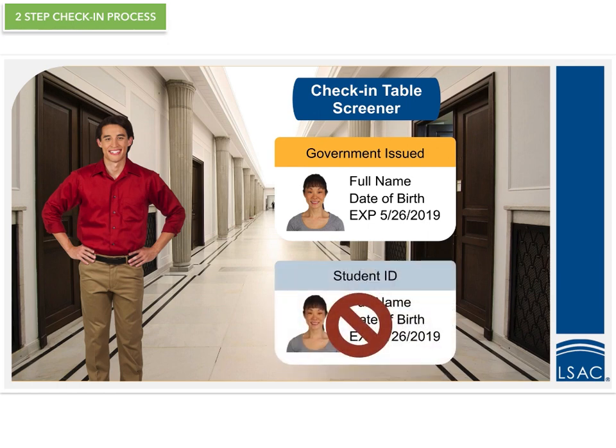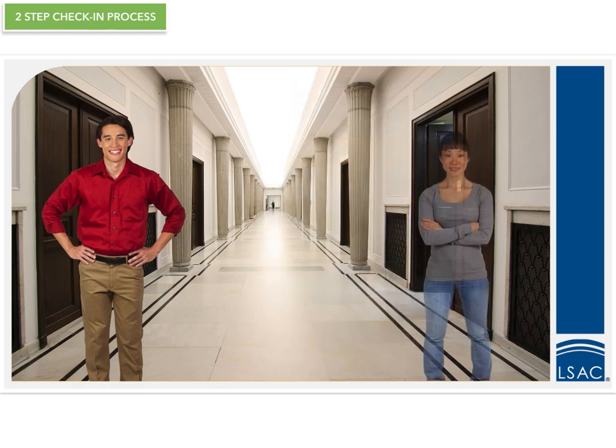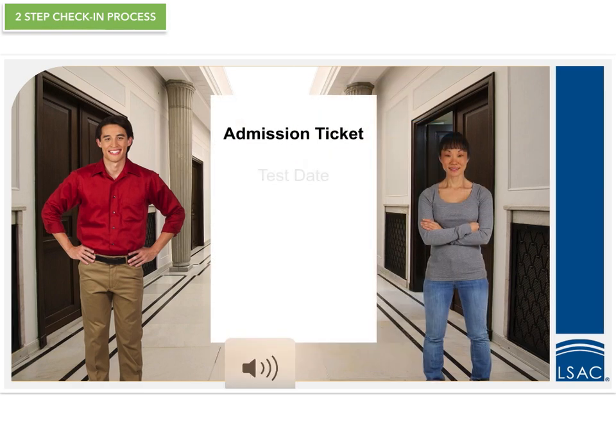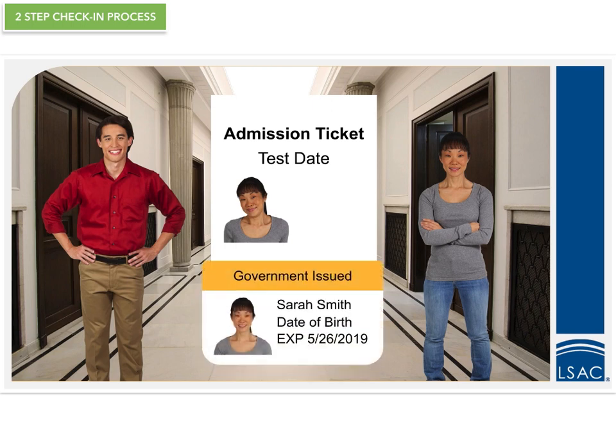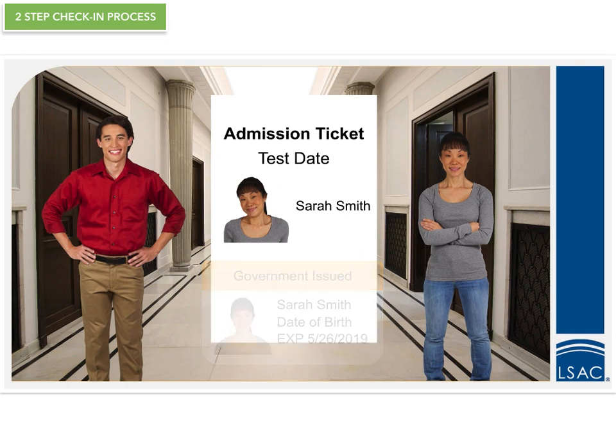Next, the screener will examine the test taker's admission ticket. The date on the ticket must match the date of the test to be admitted. The photo must be different than their ID photo and should look like the person standing in front of them. The first and last name should match exactly what's on the ID. Once the admission ticket has been checked, have the test taker sign and date. If it's already signed, instruct the test taker to cross out that signature and re-sign.